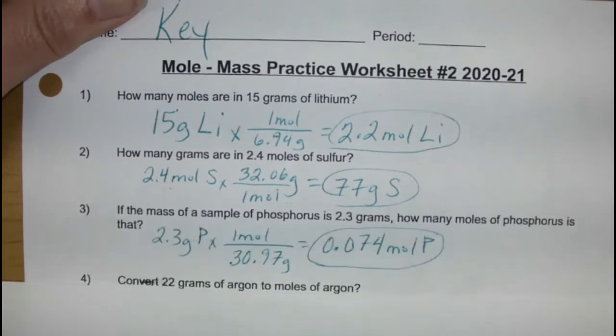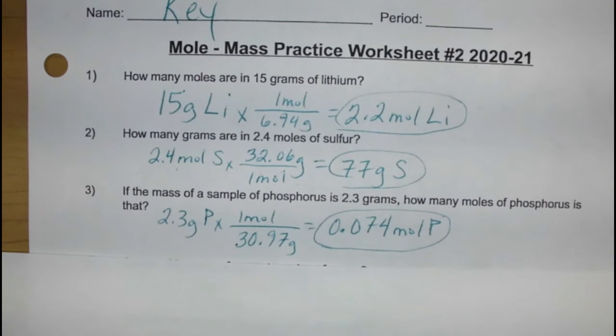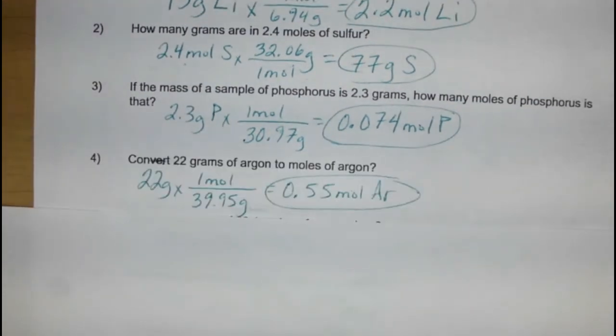All right, next one. We are converting grams to moles of phosphorus. So you should get 0.074 moles of phosphorus. The next one, we're going from grams of argon to moles of argon. So you should get 0.55 moles of argon.